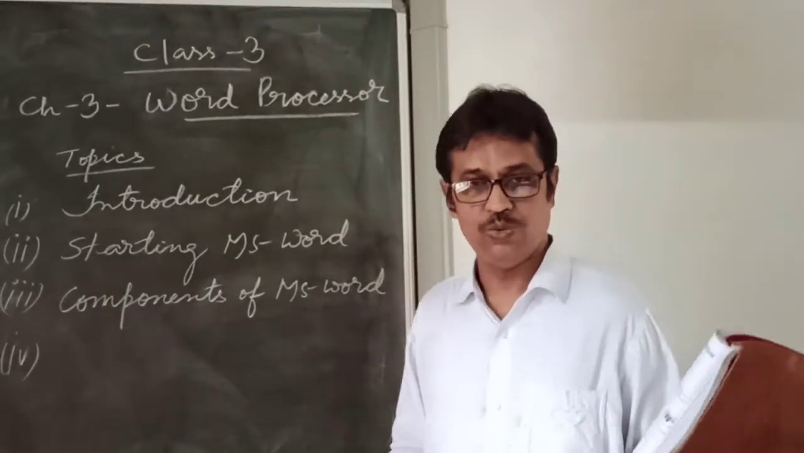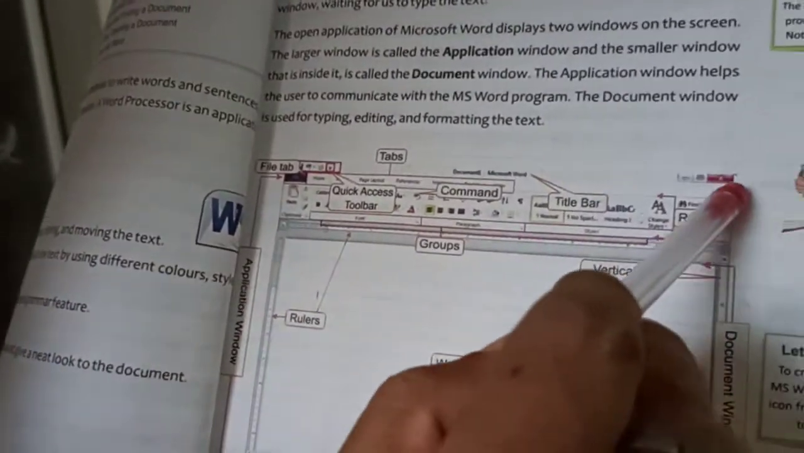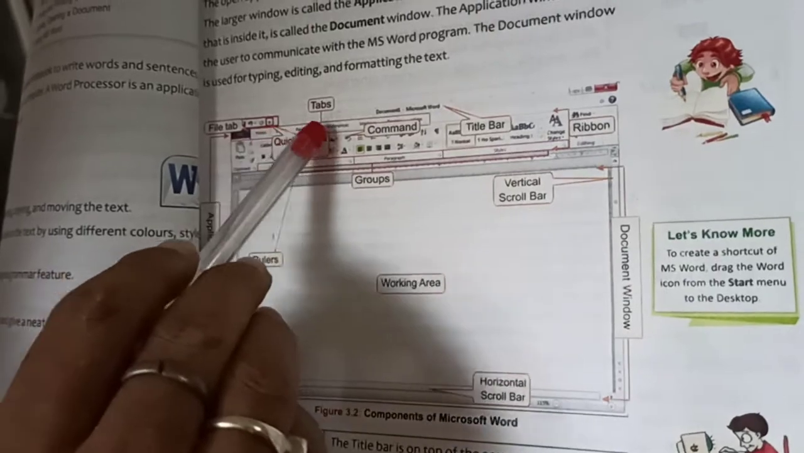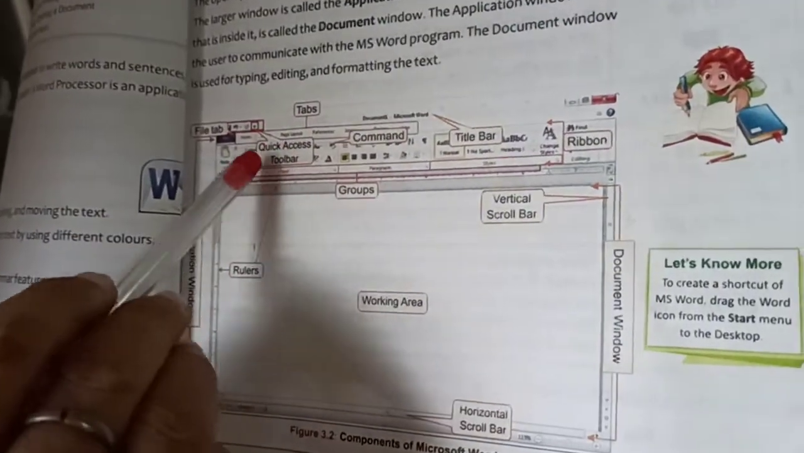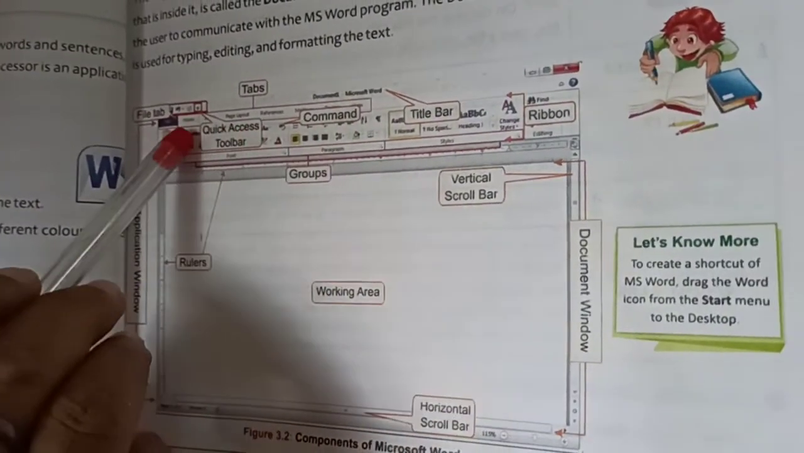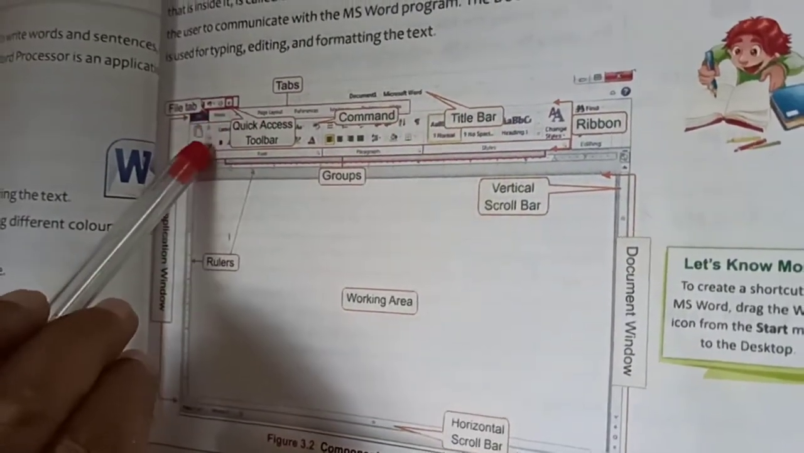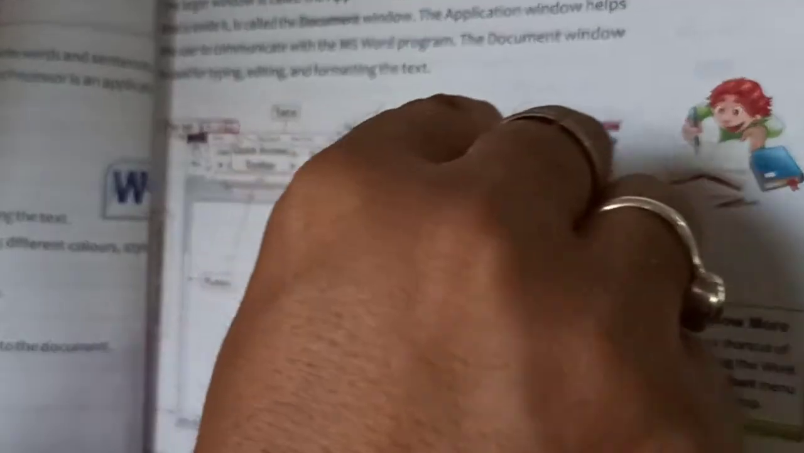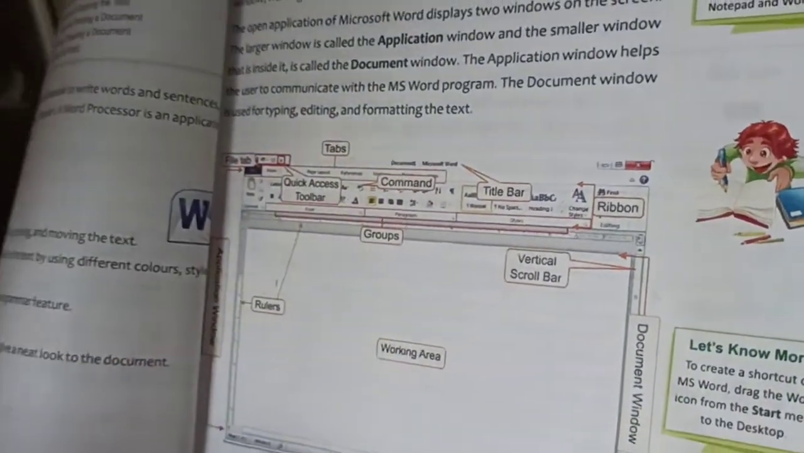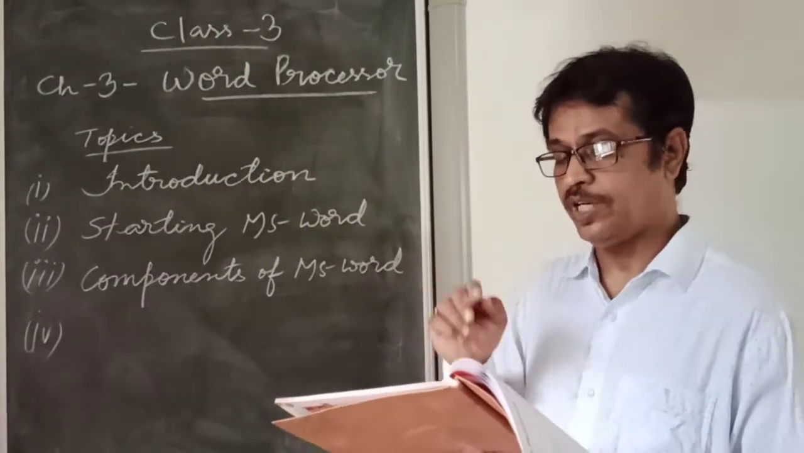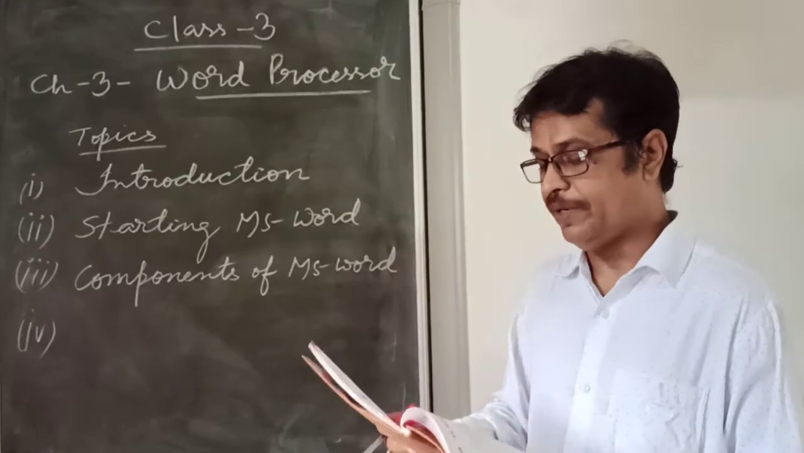Let me show you. This thick bar where all the tabs are, the file tab, home tab, these are the different tabs. Under the tabs many tools are given, formatting tools, many small shortcut tools you can see. So this thick bar is called the ribbon. So three components we have discussed till now: title bar, working area, and ribbon.